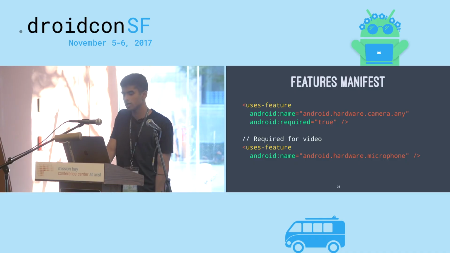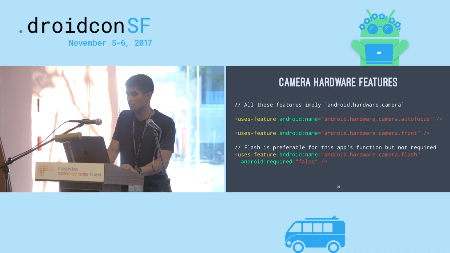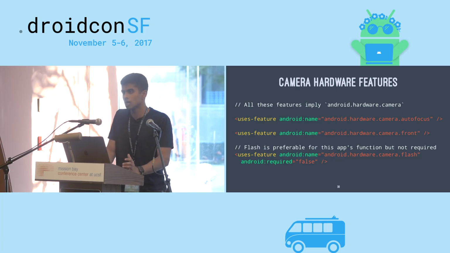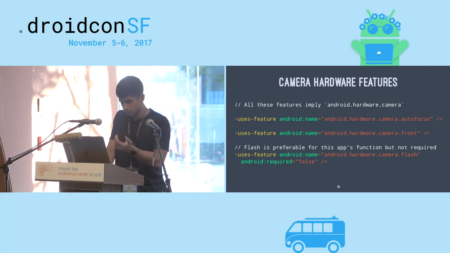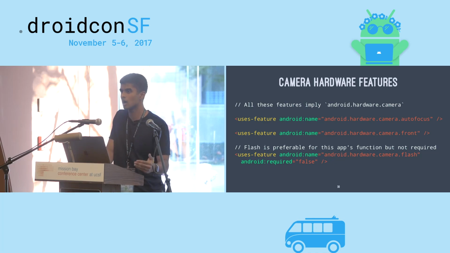Next, for video, you pretty much need the microphone. Then for the camera, you can also do it by sub-features. Like if you need autofocus, or if you're trying to build a selfie app, you probably want the front camera. So you want to define that so that Google Play will take out any devices that don't have a front camera. And if there's a feature that you'd like to use in the app but it's not required, you can always define it as required false.